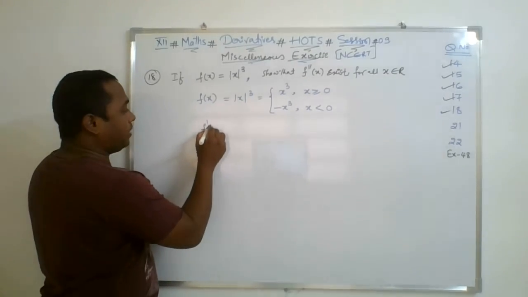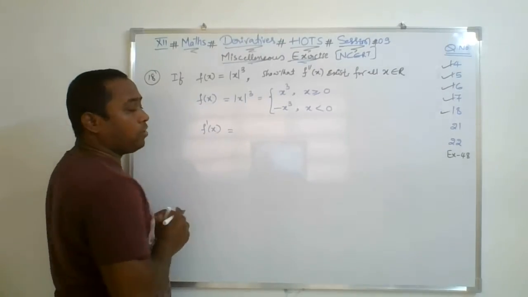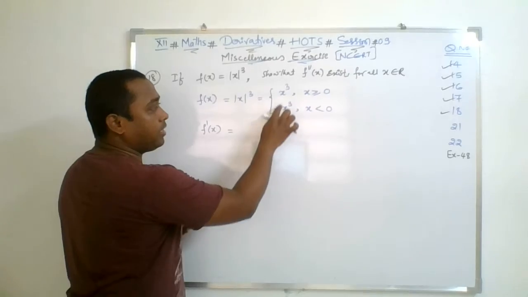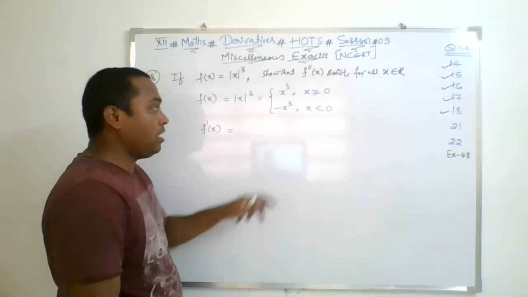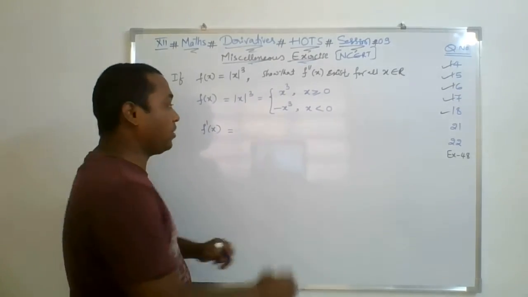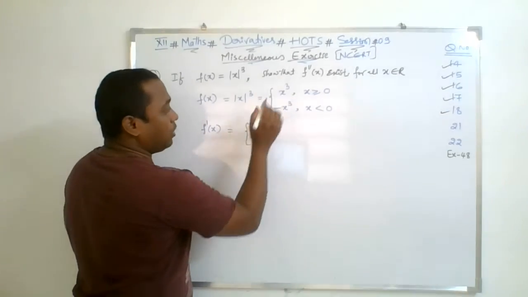Now simply go with the derivative of the function. So when you are doing the derivative of a modulus function, it means you are doing the function derivative in two different cases, where x is 0 or greater than 0, and where x is less than 0. So simply do the derivative of this function.